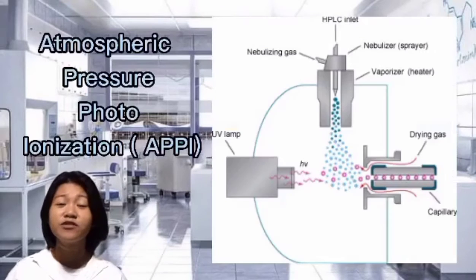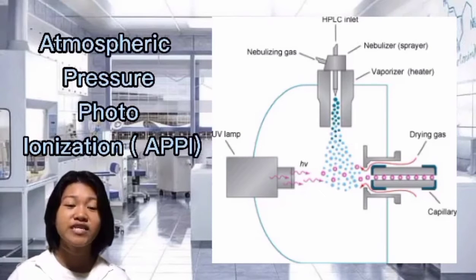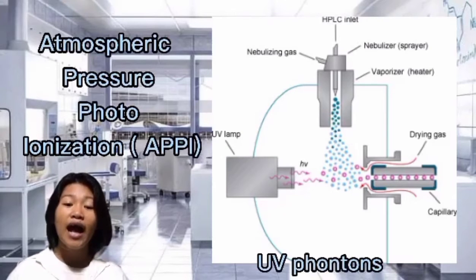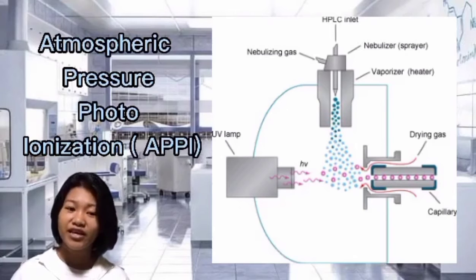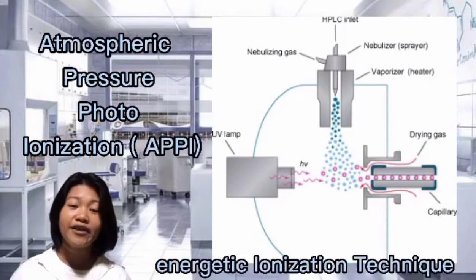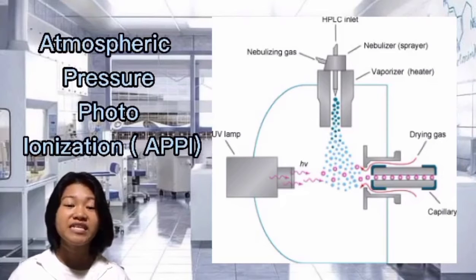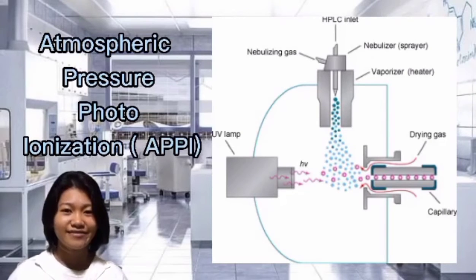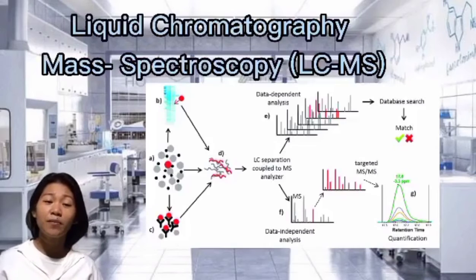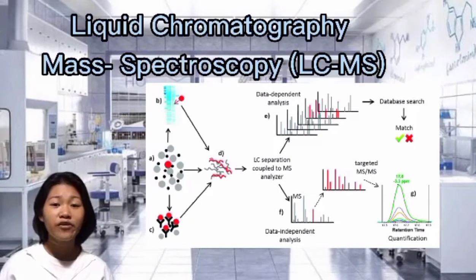Third is atmospheric pressure photoionization, or APPI, that uses UV photons to ionize molecules and can form molecular ions or protonated molecules. It is a more energetic ionization technique and ionizes samples that may not be efficiently ionized by APCI and ESI.